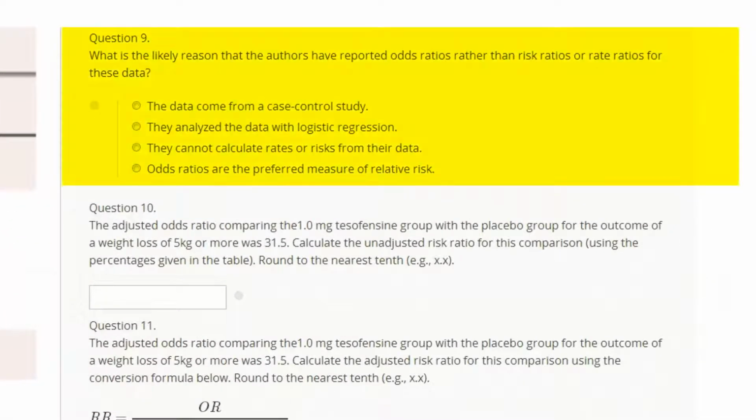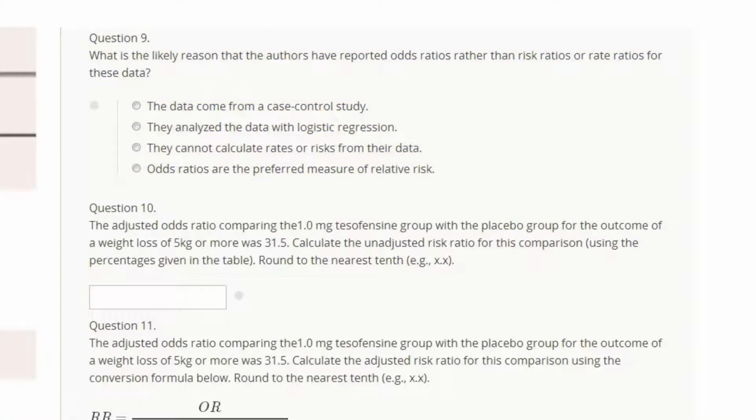The first question asks us why the authors reported an odds ratio rather than a risk ratio or a rate ratio for these data. Well, it certainly does seem strange given that the study was a randomized trial, which does contain information to calculate rates and risks from their data. So the answer is not C. Odds ratios are not the preferred measure of relative risk. The preferred measure is of course the risk ratio. The data does not come from a case control study because the stem of the question tells us that it's a randomized trial. So that leaves us with B.